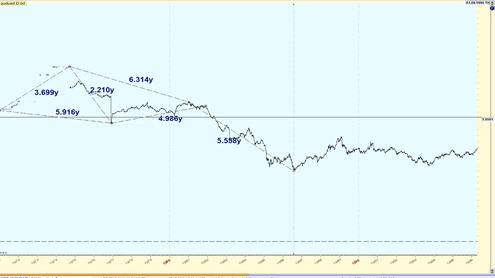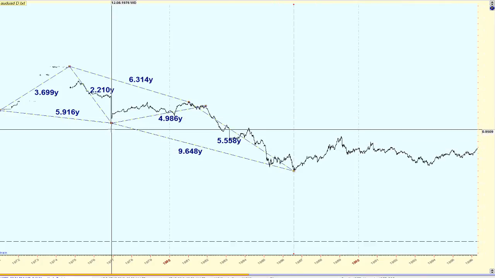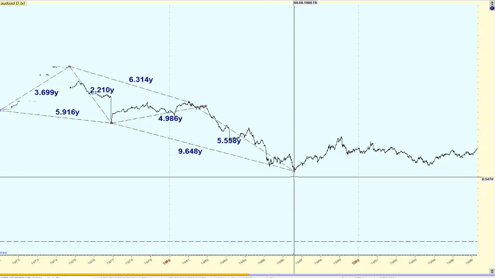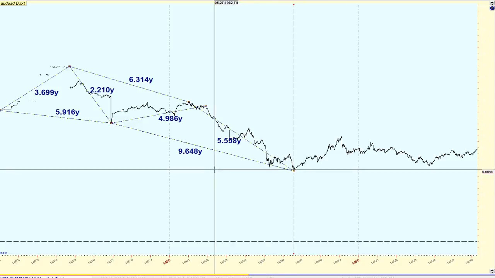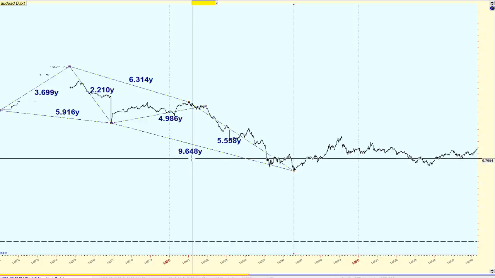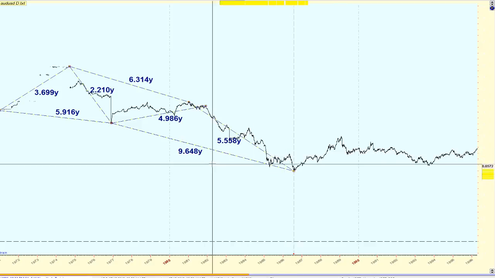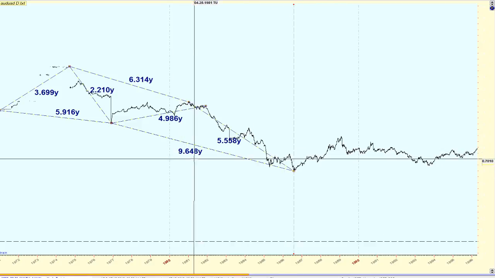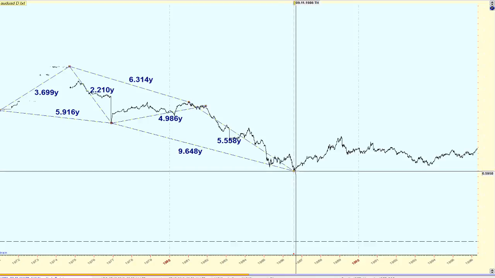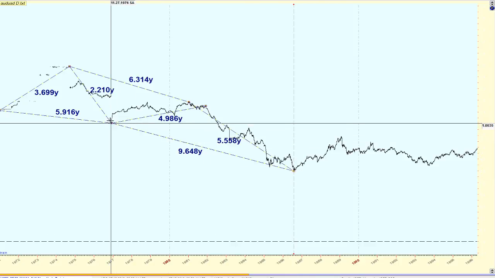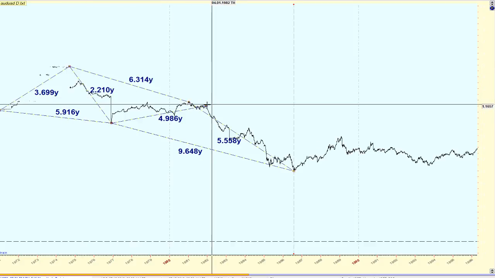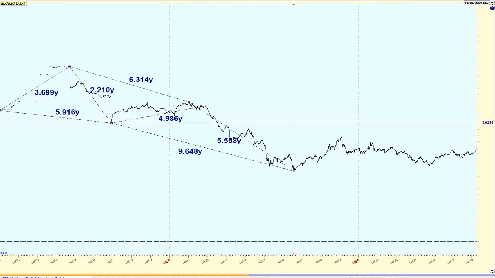Let's continue. So from here, 1976, all the way to here, which is that swing low, that's almost the 10-year cycle that Gann spoke about. It was 9.648 and change. A little more is a 10-year cycle. Close. From here to here where it changed, that's 7 years. Let's continue.